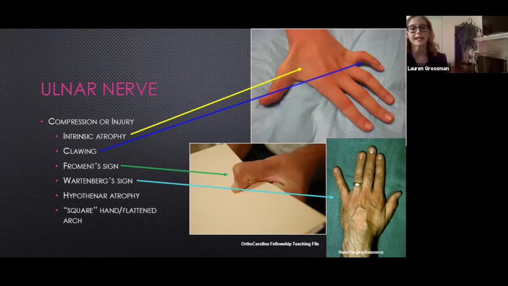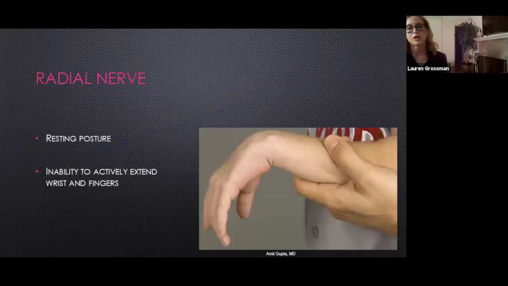You're also looking at the hand, it may look as though it's a flattened hand, a flattened arch, or what we might call a square hand. The intercarpal arch or the carpal arch all occurs from the musculature of the hands. You lose that when you lose your ulnar nerve function, and the hand looks as though it's a square or flat. You can also look at a hand and tell if there's a radial nerve palsy or radial nerve injury.